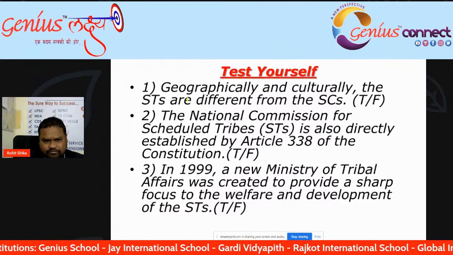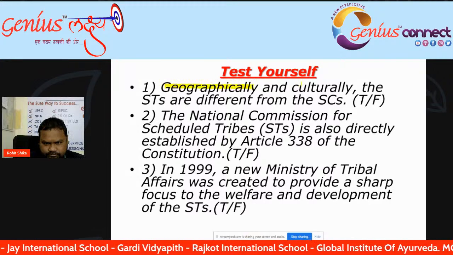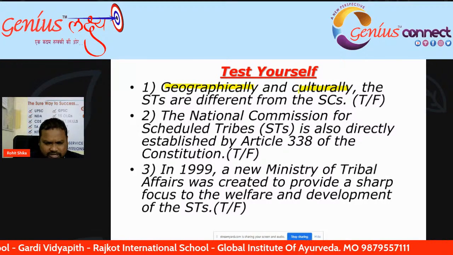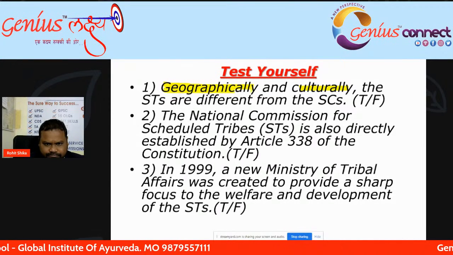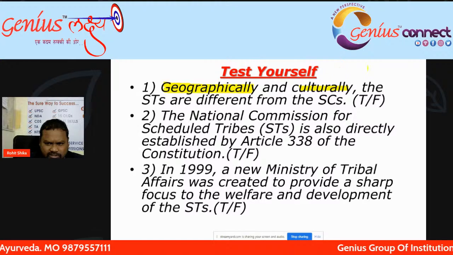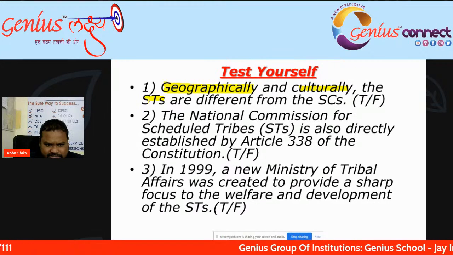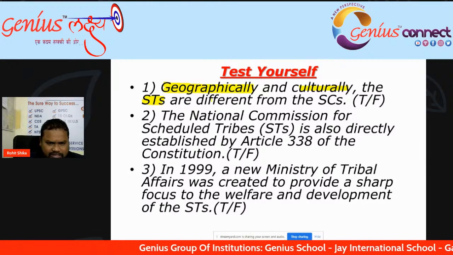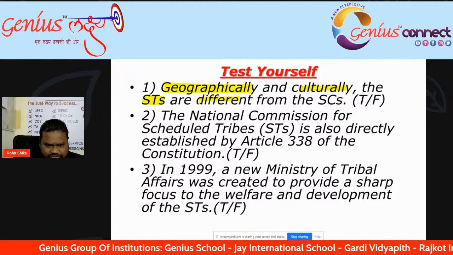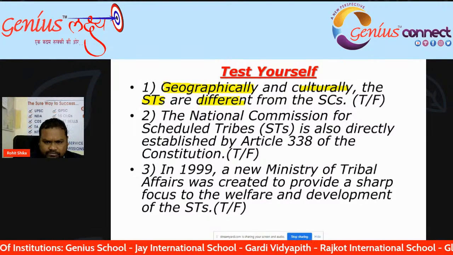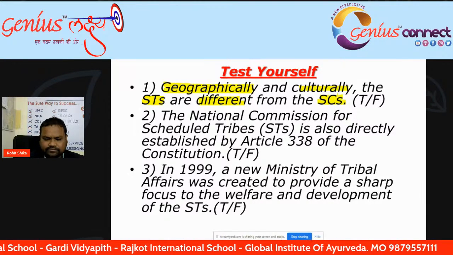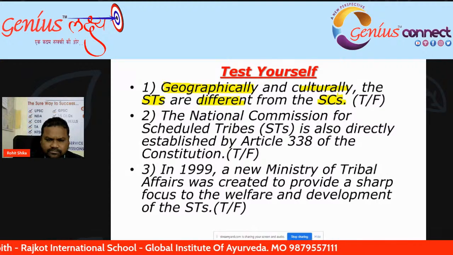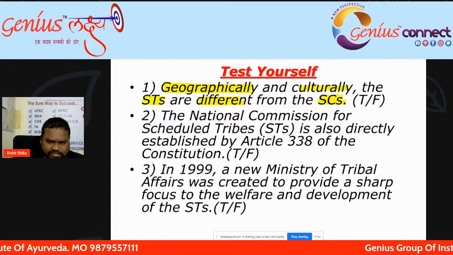Geographically and culturally, according to culture and according to geography, according to location, according to place, the STs are different from the SCs. Right statement or wrong statement?